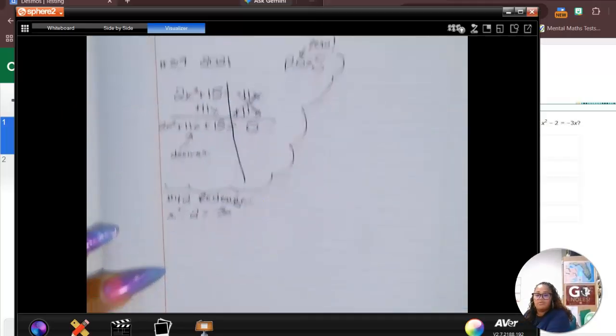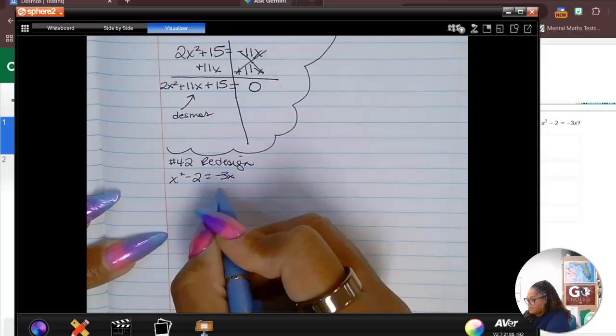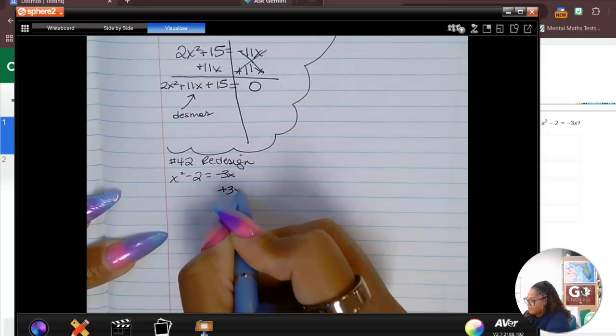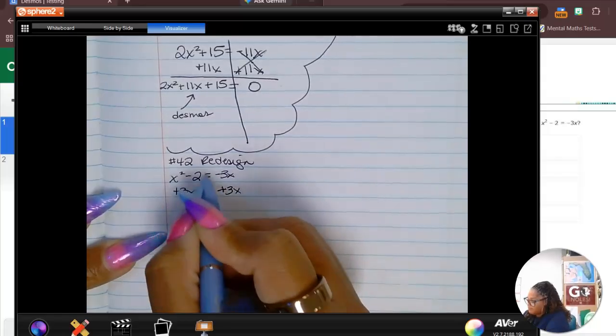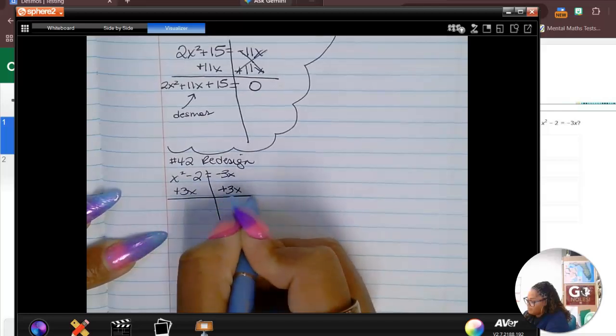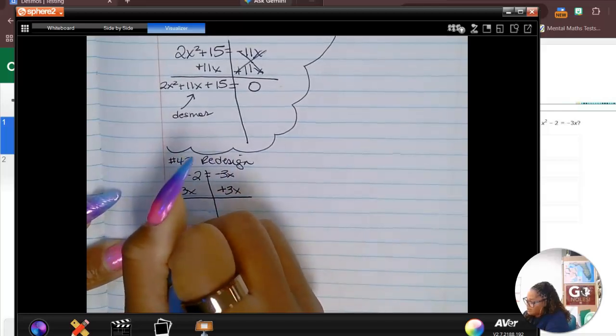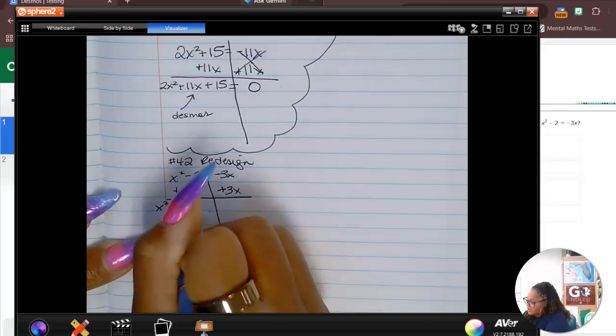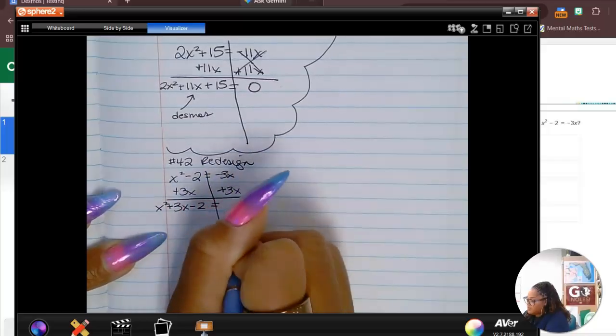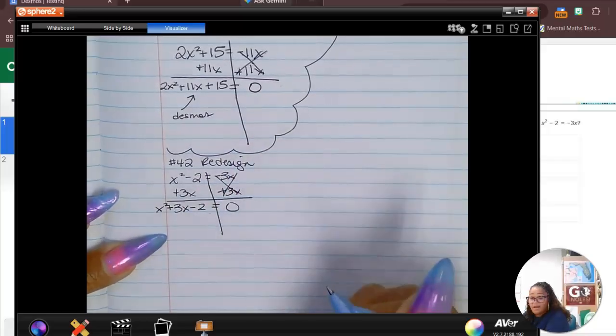Alright, so I'm going to create my 0 by adding 3x to both sides. Students should have: I now have x squared plus 3x minus 2 equals 0, because these cancel out.